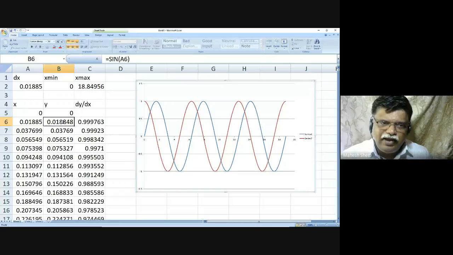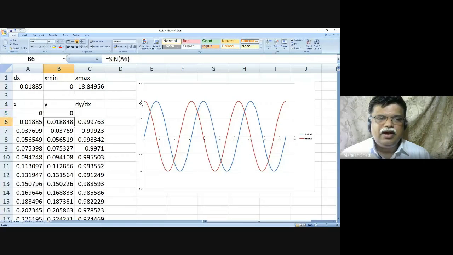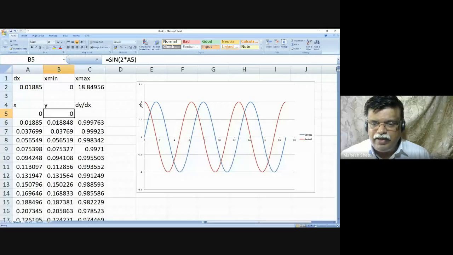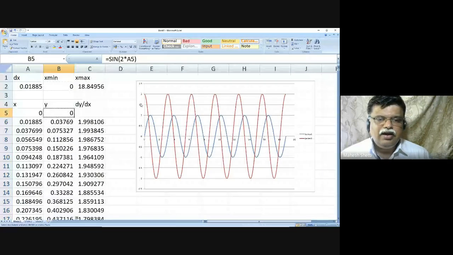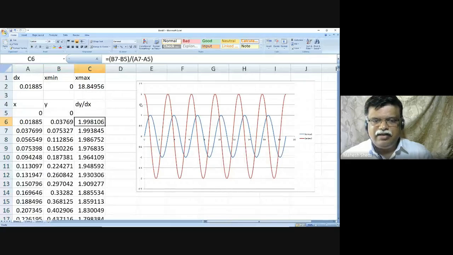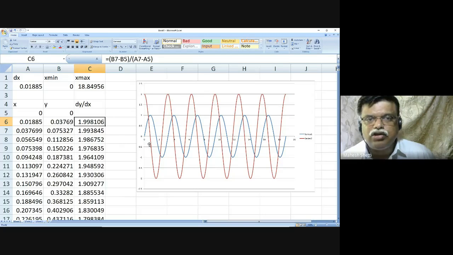Now in place of sine x, suppose I had sine 2x. If it is sine 2x, you see I'm changing the function in column B, sine 2x, applying it everywhere. And now what happens? Look at the derivative. It has become double size because it is twice cos 2x. Okay, so the frequency has remained same. Sine has become cosine because it starts at the peak value. And the amplitude has become between plus minus 2. So you know sine of 2x derivative is twice cos of 2x.